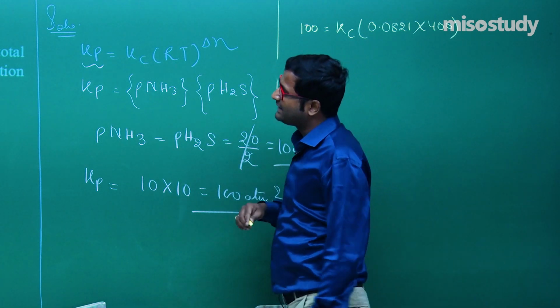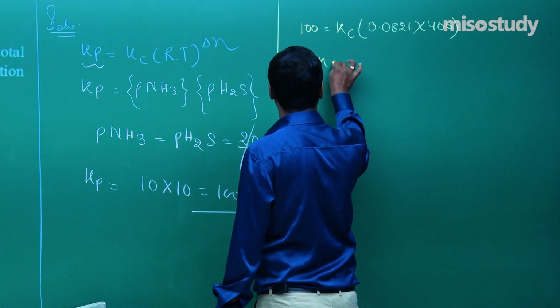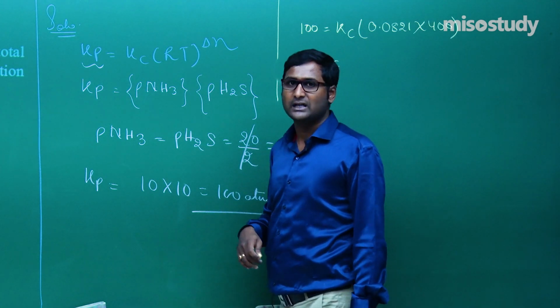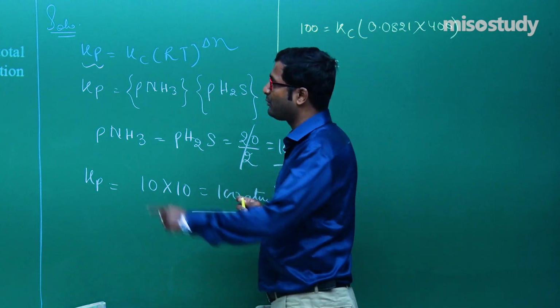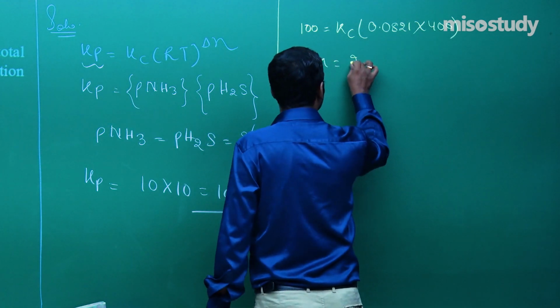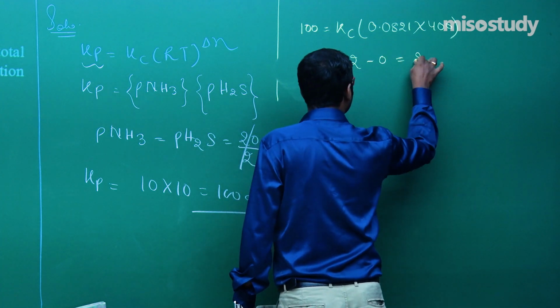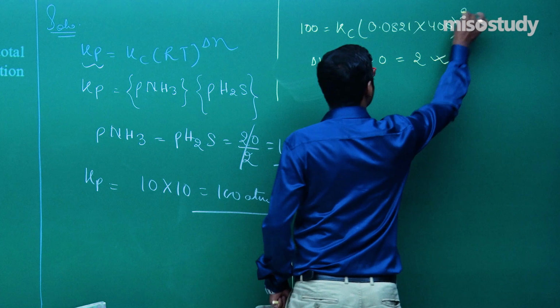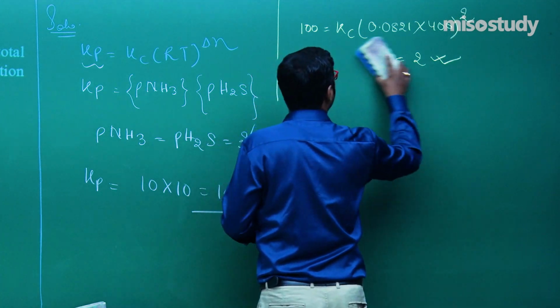What is delta n? Delta n is equal to the number of moles of gaseous product minus the number of moles of gaseous reactant. One mole of NH3 and one mole of H2S, 1 plus 1 is 2, 2 minus 0, that is 2. Clear to you? So put this value, that is 2. Clear? Now what will happen?